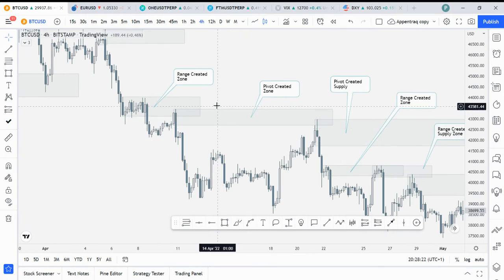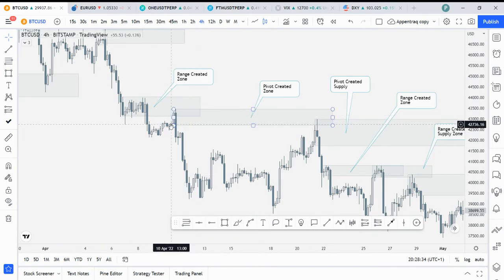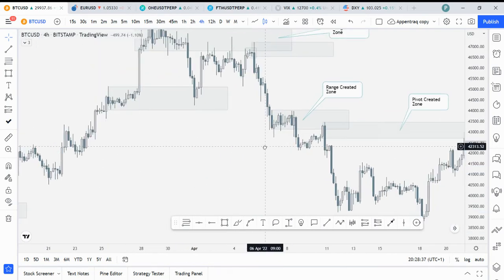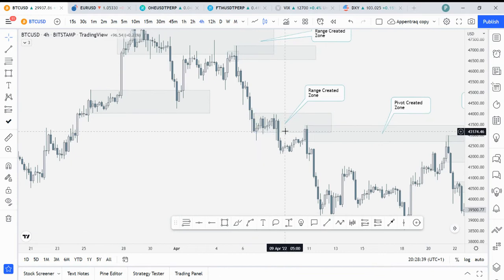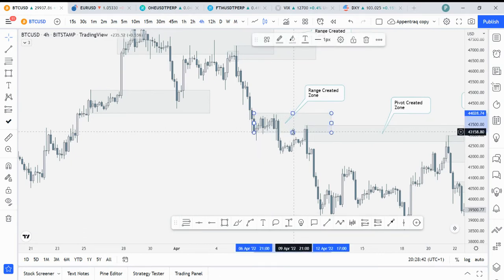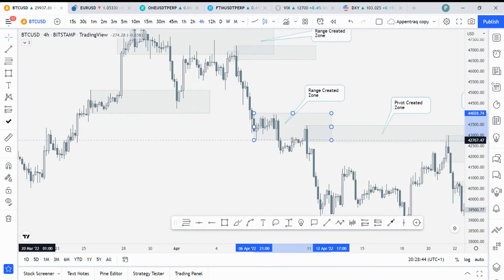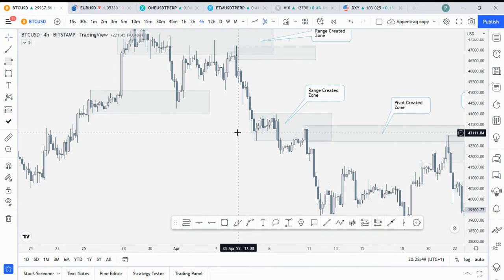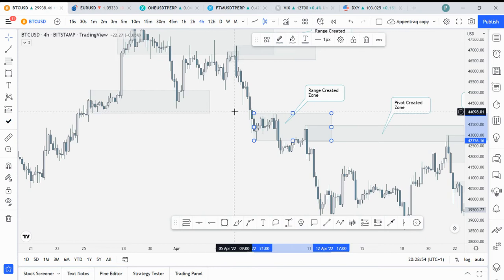Okay, so when I'm mapping out a supply or demand zone as an area of interest, I'm just waiting for price to get into it. I usually try to make the zone as large as possible. For example, in this case, if I want to map this out, I'll probably just map the whole of this zone, from the low of the range to the high of the range. Okay, that's my area of interest. That's the area I'm interested in.